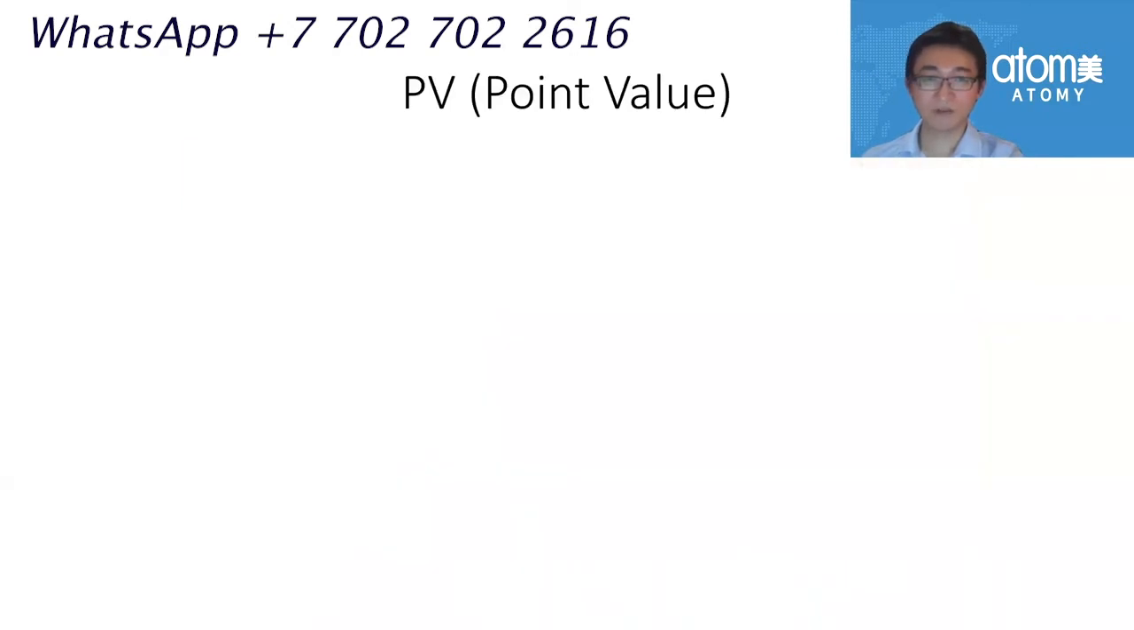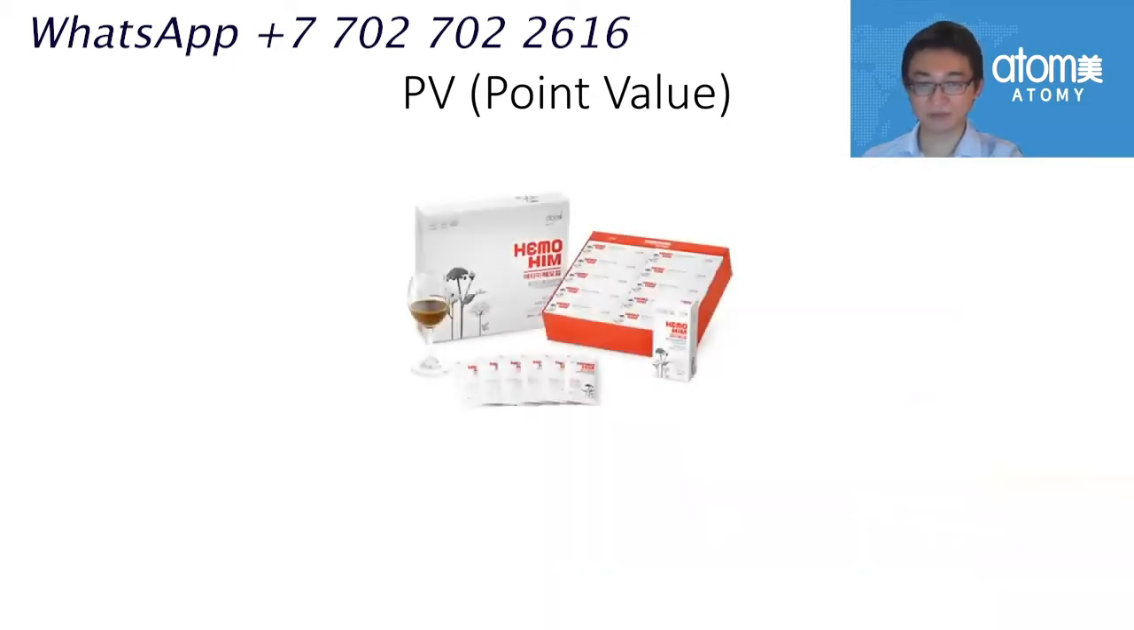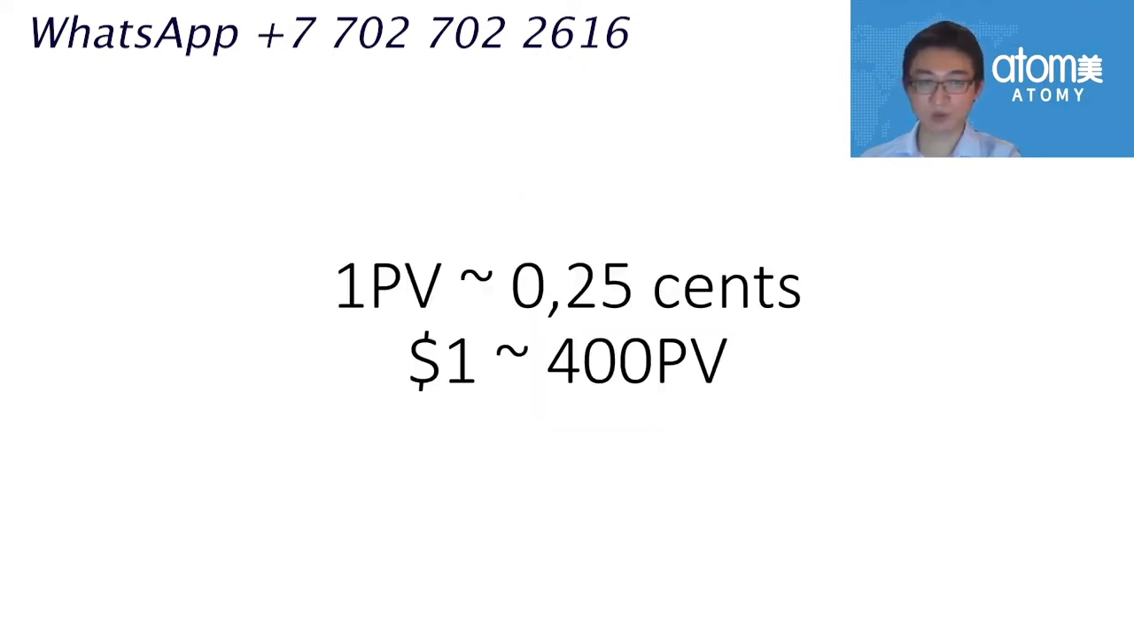But first, let's speak about PV, point value, and every product has its own point value. For example, Hemohim, the best-selling product on the American website, costs $92 and it gives 54,600 PV. That said, 1 PV equals approximately 0.25 cents, or $1 is approximately 400 PV. This is a rough estimate because it's not a standard. Every product has its own PV and it varies from product to product.